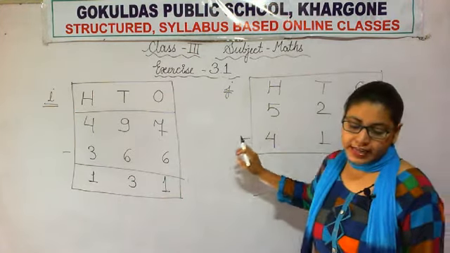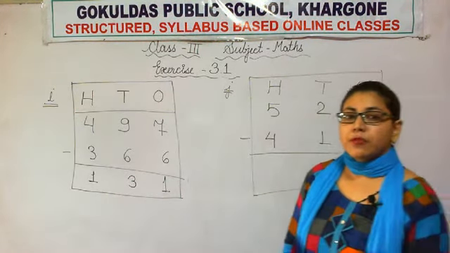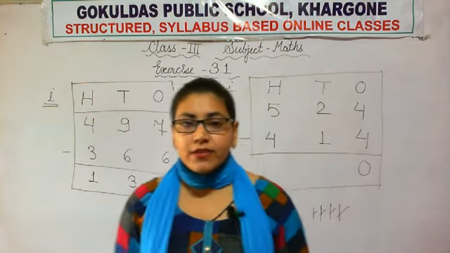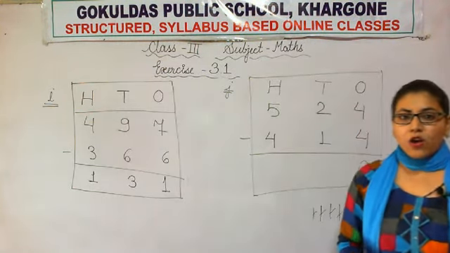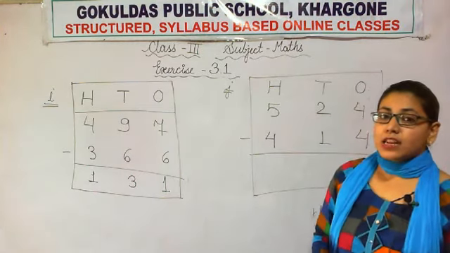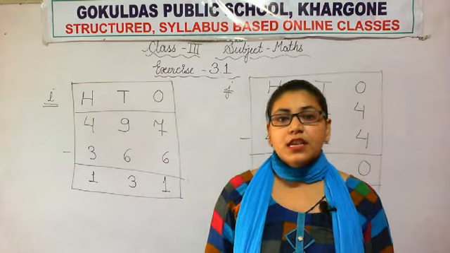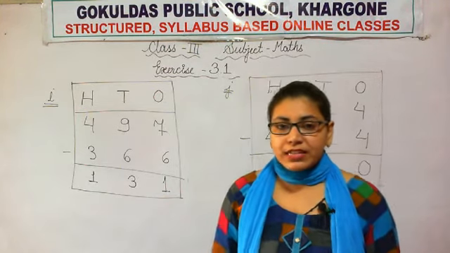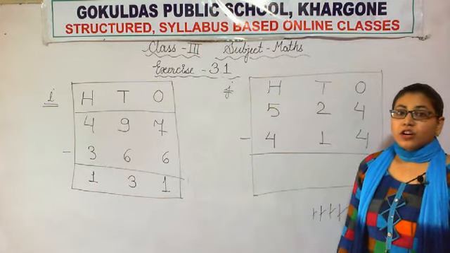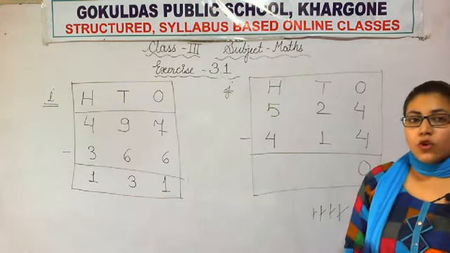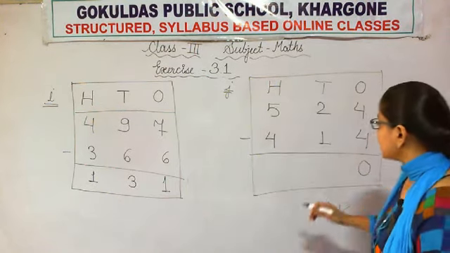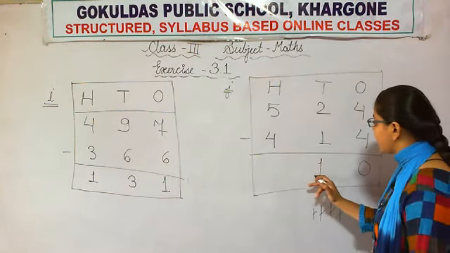Now 2 minus 1. Remember the subtraction property. Whenever 1 is subtracted from any number, the result or difference is the predecessor or previous number. So what is the previous number of 2, or what is the predecessor of 2? Very good. It is 1. So we will write the number 1.